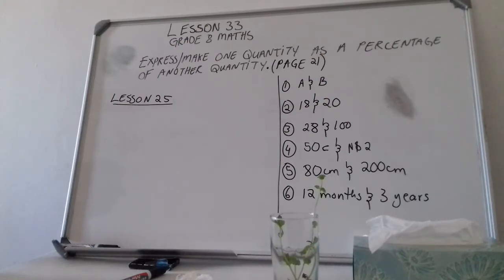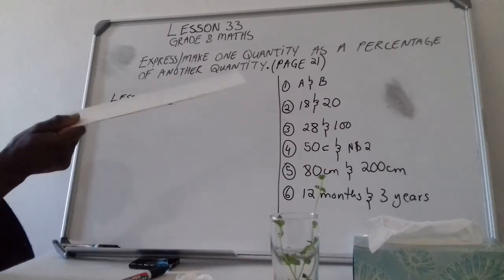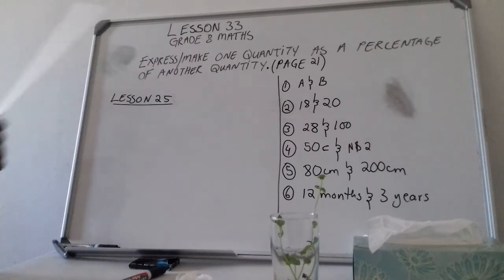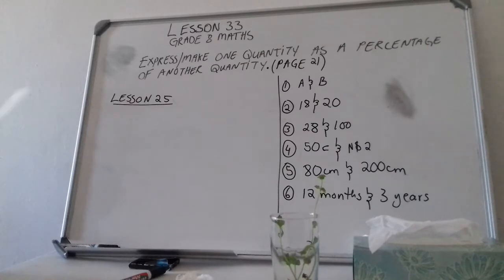This video is an extension, or just an addition, to lesson number 25. We have learned how to express one quantity as a fraction of another quantity. So here we are expressing one number or one quantity as a percentage of another quantity. Please visit lesson number 25 because the examples are almost the same. Just that here we are going to leave our answer as a percentage, and in that video we left the answer as a fraction in simplest form.